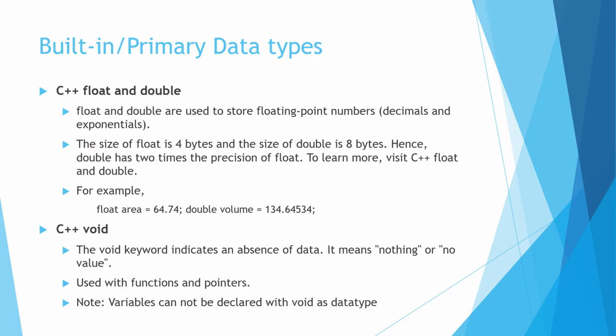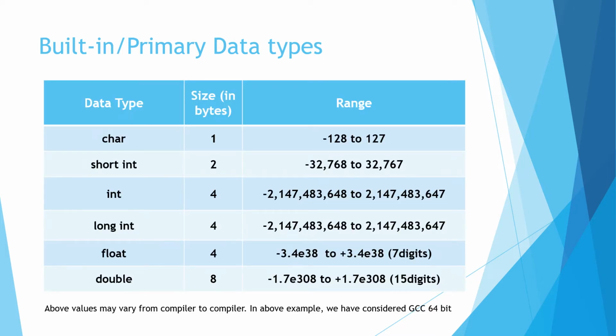Another data type is void. The void data type indicates that there is an absence of any data type, or there is no value. They are not used with variables, but they are used with functions and pointers. We'll see that later.